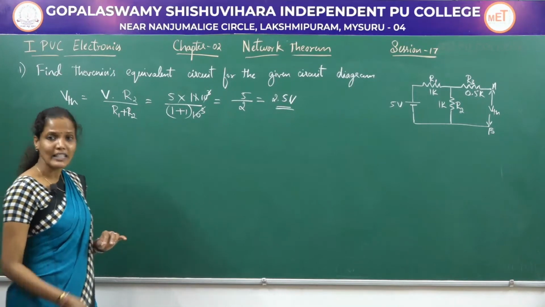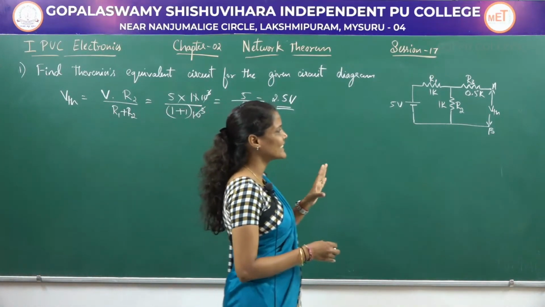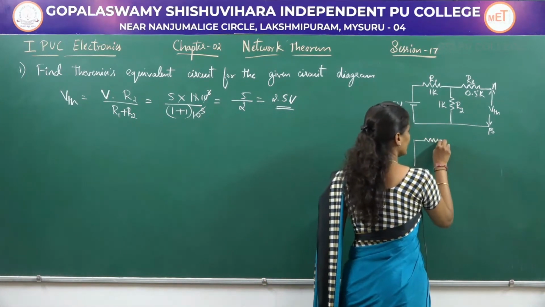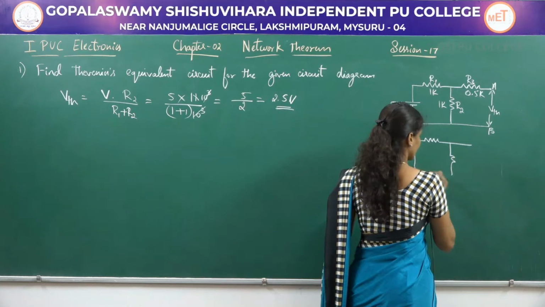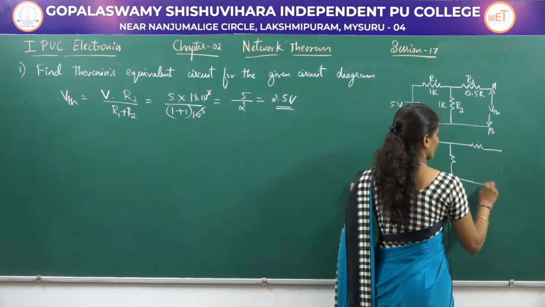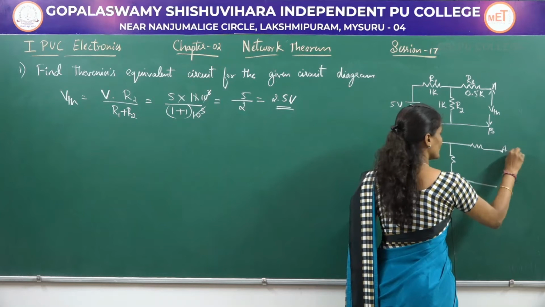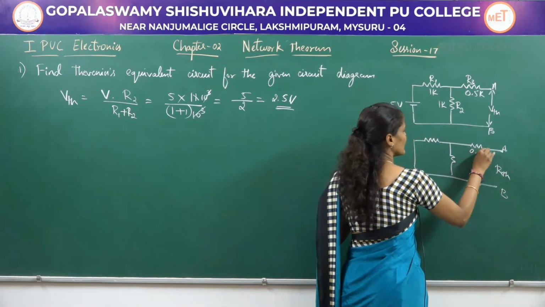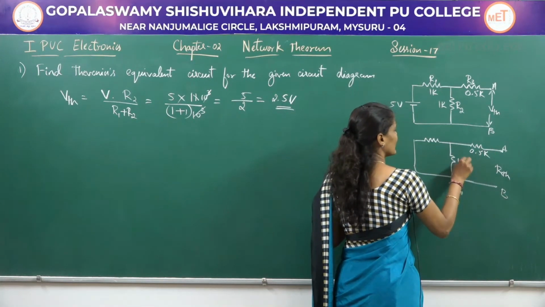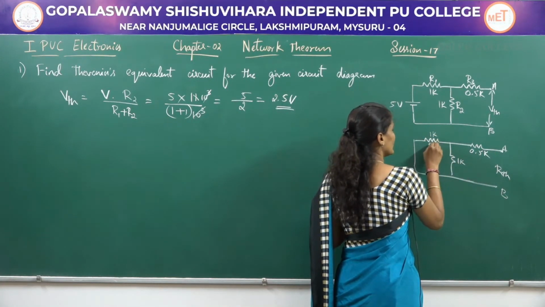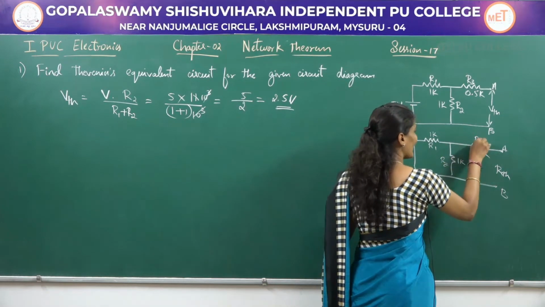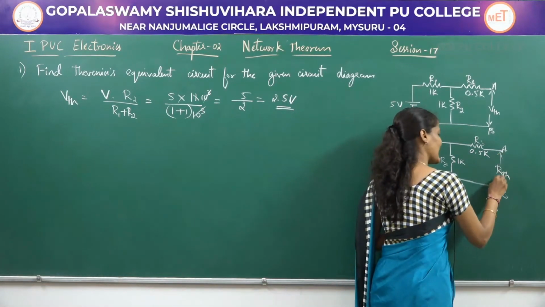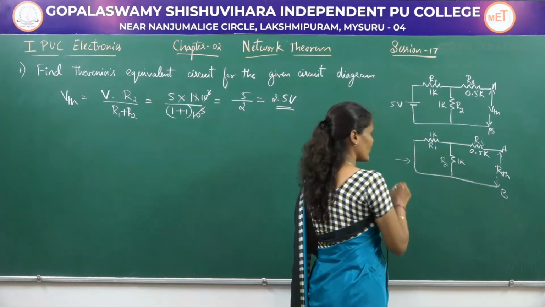Now, you have to find out RThevenin, for which we will be shorting this voltage source. So, I will be getting the diagram like this. The resistance across these two terminals A and B is nothing but RThevenin. Here it is 0.5 kilo, 1 kilo, and even this is 1 kilo. They are named as R1, R2 and R3. You have to find the RThevenin across these two terminals A and B. So, you have to look from this point.